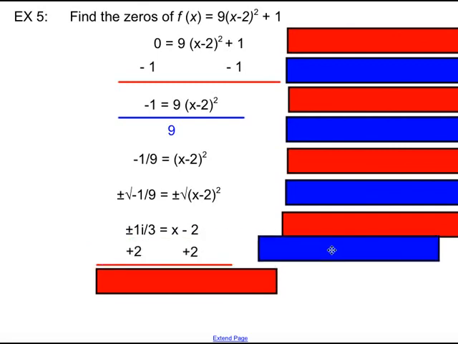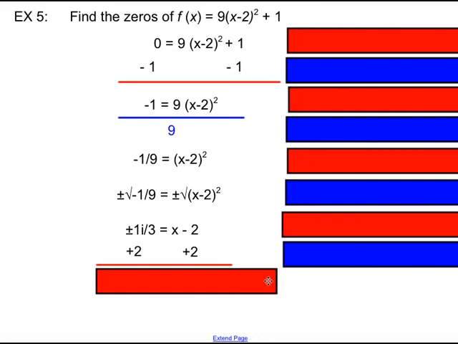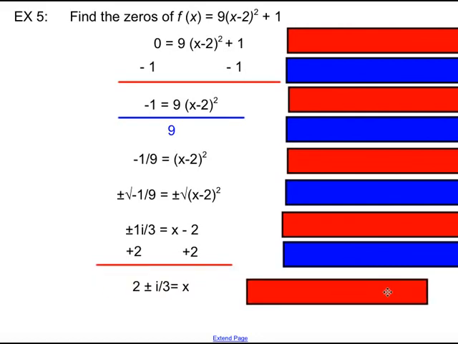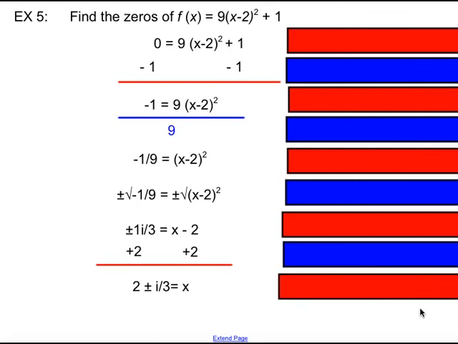Then I get rid of the minus 2 by adding 2 to both sides, but I can't add a real answer to an imaginary. So I keep them separate. So it's 2 plus or minus i over 3 equals x. Now you could have 2 plus or minus 1/3 times i equals x. And it means the exact same thing. Or 2 plus i over 3 and 2 minus i over 3, because those are two complex solutions.